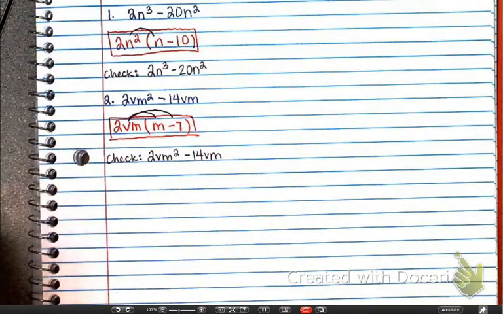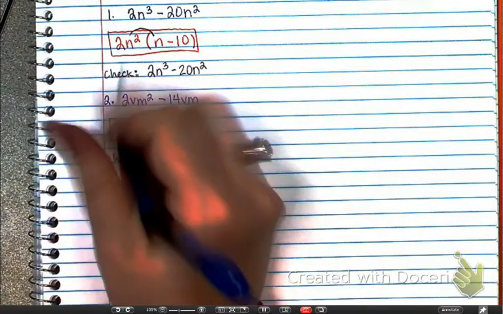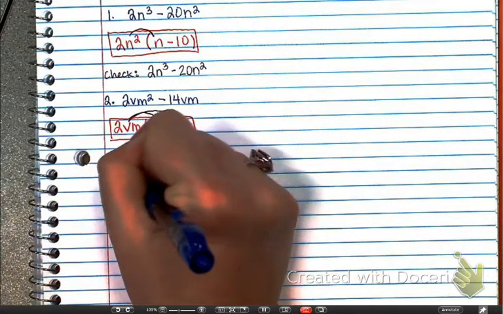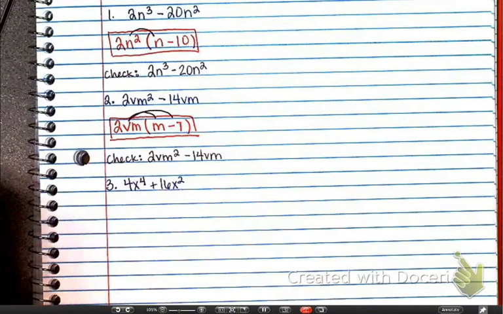Should we try another one together? Or do you want... Actually, I'm going to have you try one. And let's just see how we do. Okay. So why don't you try 4x to the 4th plus 16x squared.